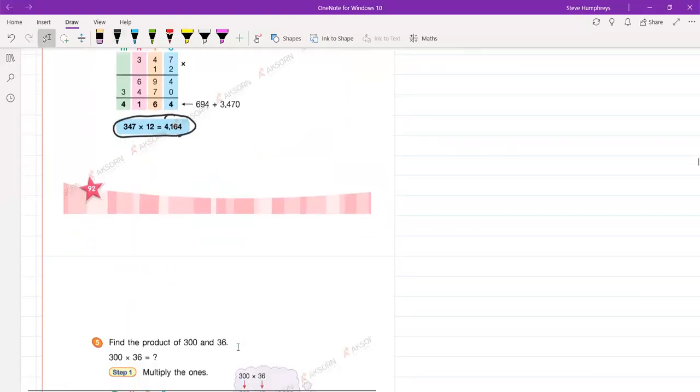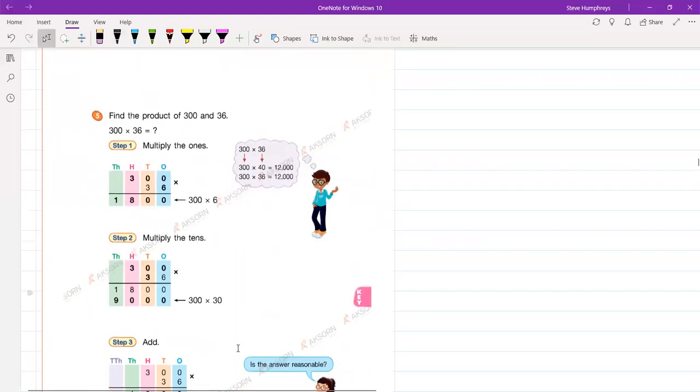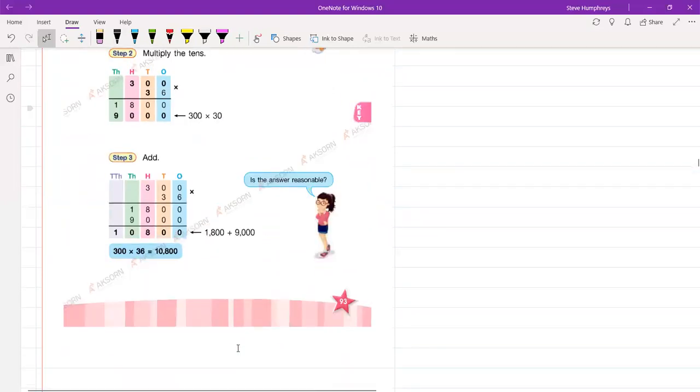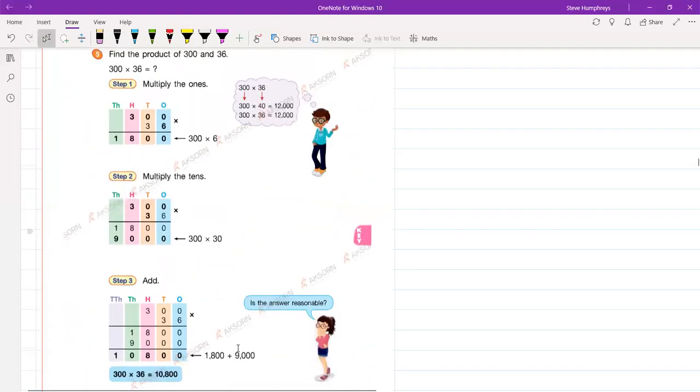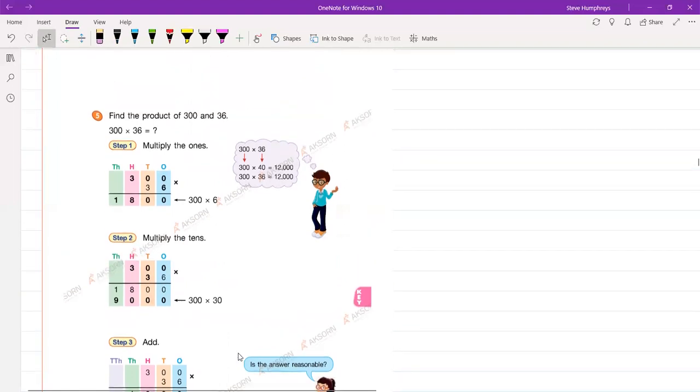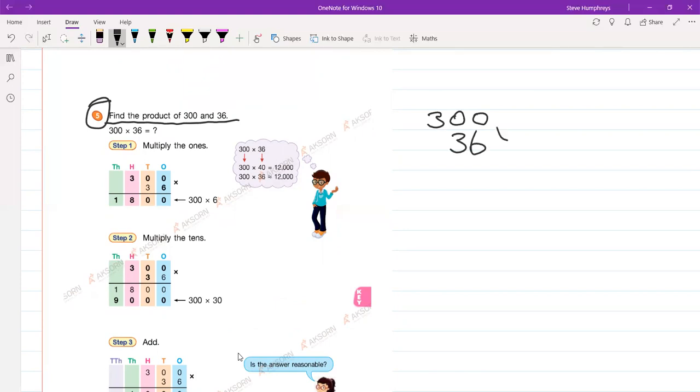Okay, let's move on to page 93, another example. Okay, we can do this one. It says, number 5, find the product of 336 multiplied. Okay, we need to know our tables for multiplication.